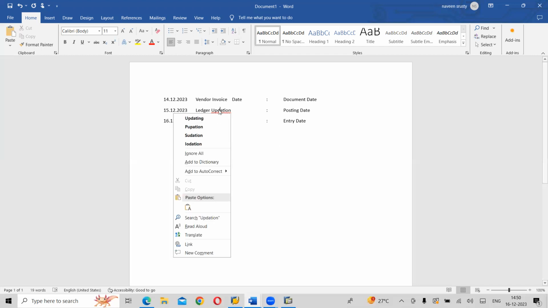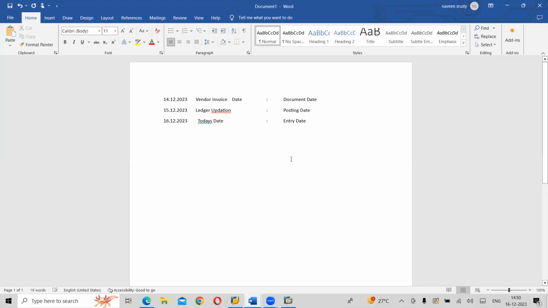Next, write down posting date. This date will be used to capture the ledger updation date in SAP. Write down the example. Example, you can write it down: 15-12-2023 ledger updation date. Means when we are recording.